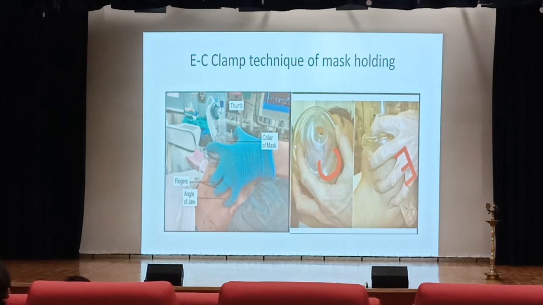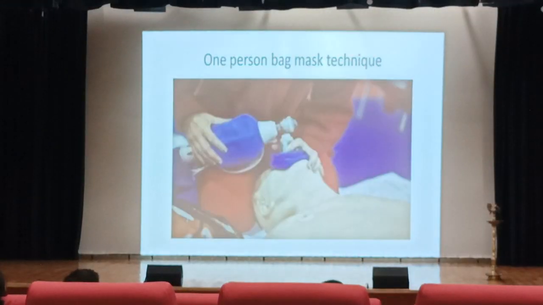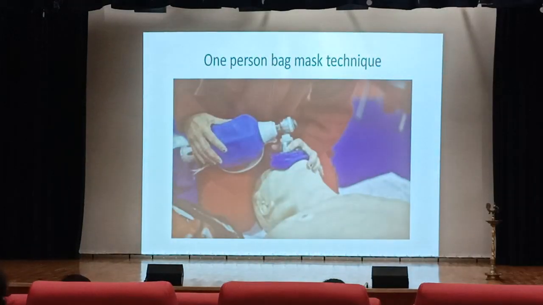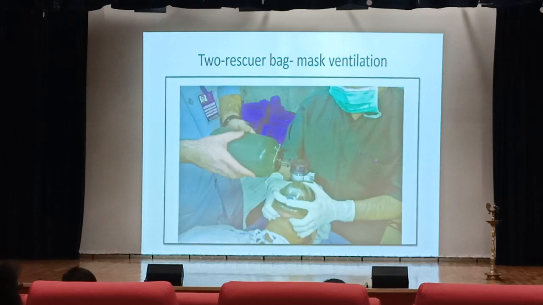So this is another technique which is known as the EC clamp technique of mask holding. In this we form a C using our thumb and index finger, and the other 3 fingers are used to form an E. Among these, one finger is used to lift the jaw, another one is placed at the chin, and the ring finger is placed in between these two. This is used generally when we provide a one-person bag mask technique. In this, the same person holds the mask, forms the seal, and with the other hand, ambus the patient.